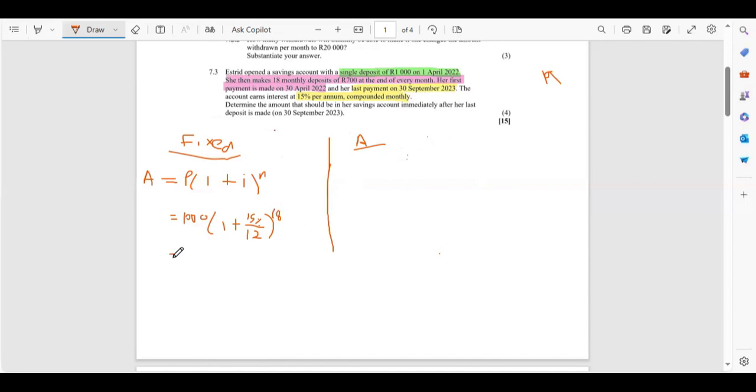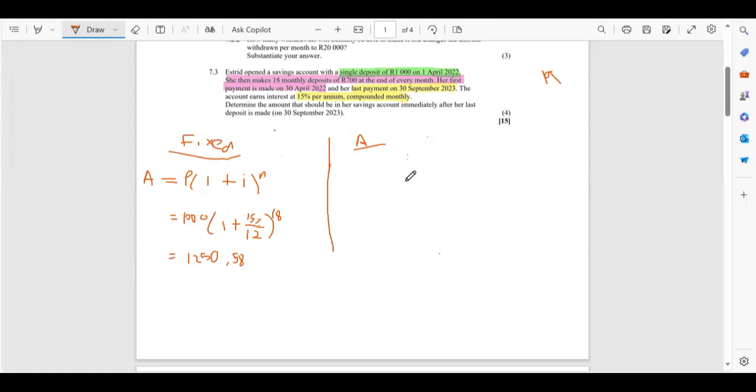Now, punching this into your calculator, your future value, which is the amount that this fixed deposit of 1,000 would make, should equal 1,250, comma 58. Now let's do our annuity.